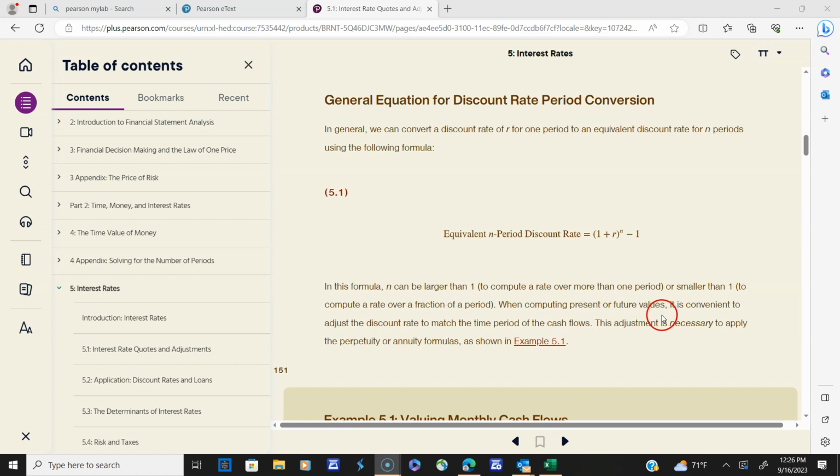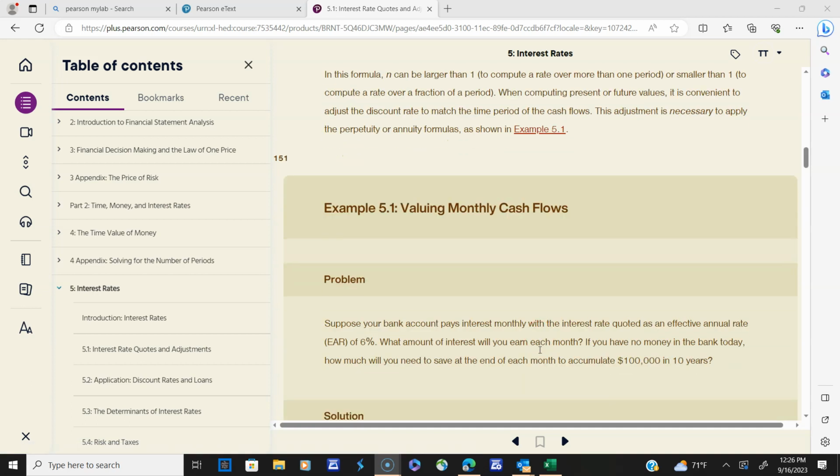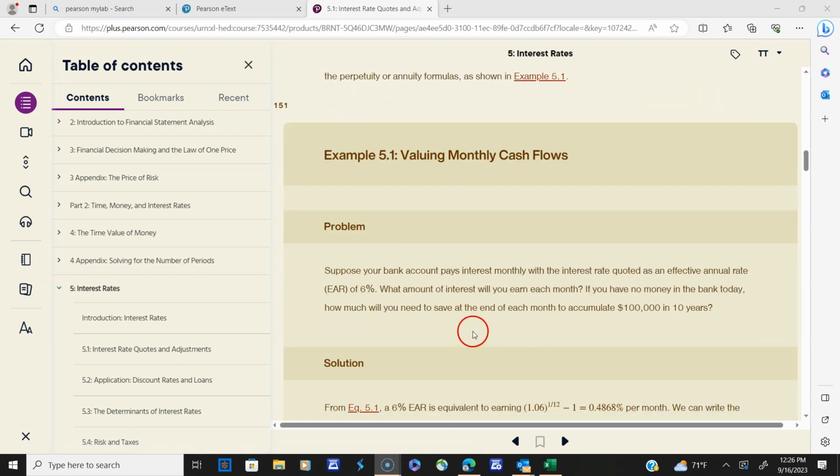When computing present or future values, it is convenient to adjust the discount rate to match the time period of the cash flows. This adjustment is necessary to apply the perpetuity or annuity formulas as shown in example 5.1. And here's example 5.1. All right, so suppose your bank account pays interest monthly, with the interest rate quoted as an effective annual rate, EAR. Remember we talked about EAR. Now that's equation 5.2, which we'll get to later.